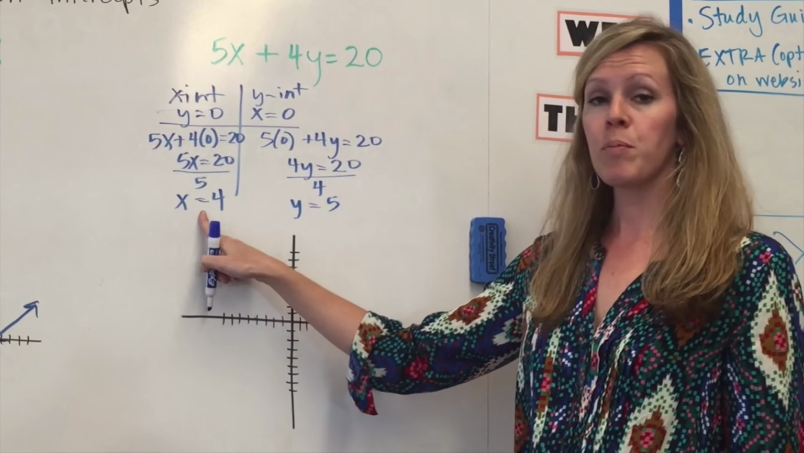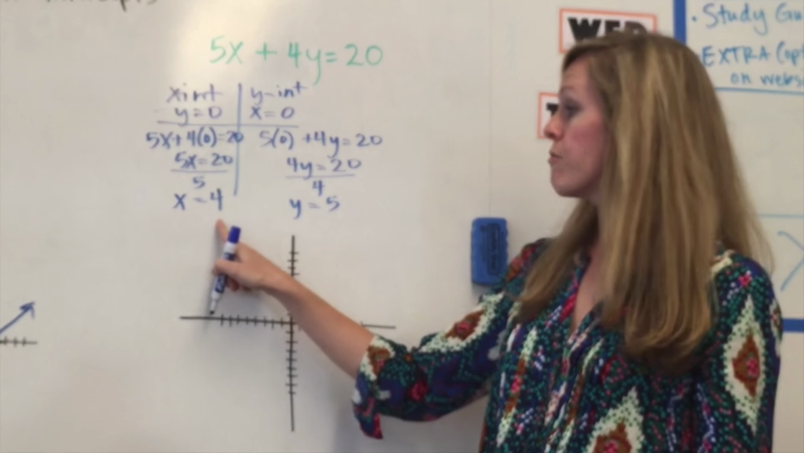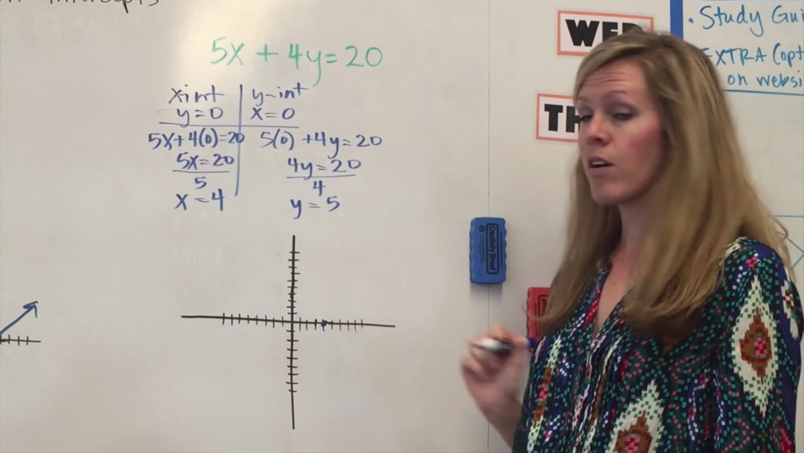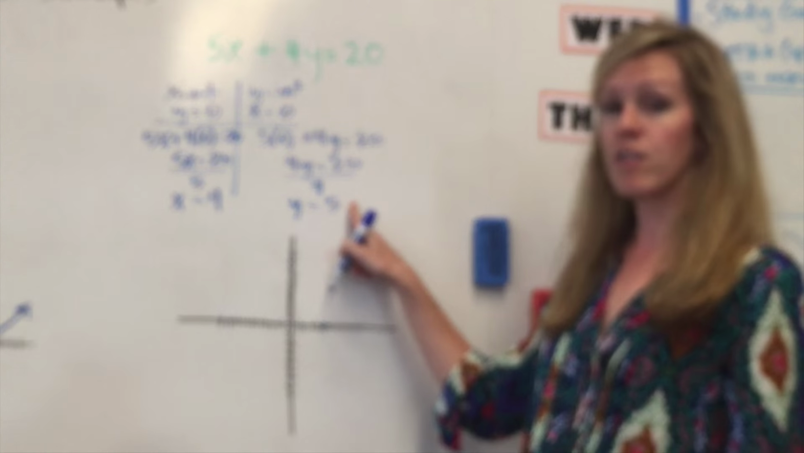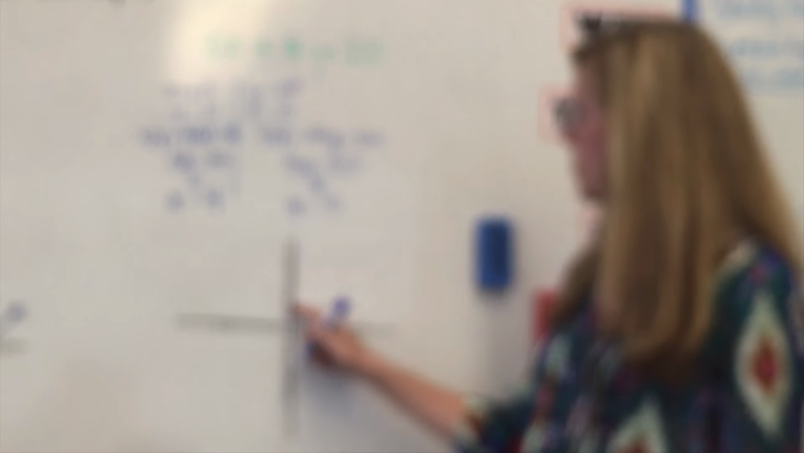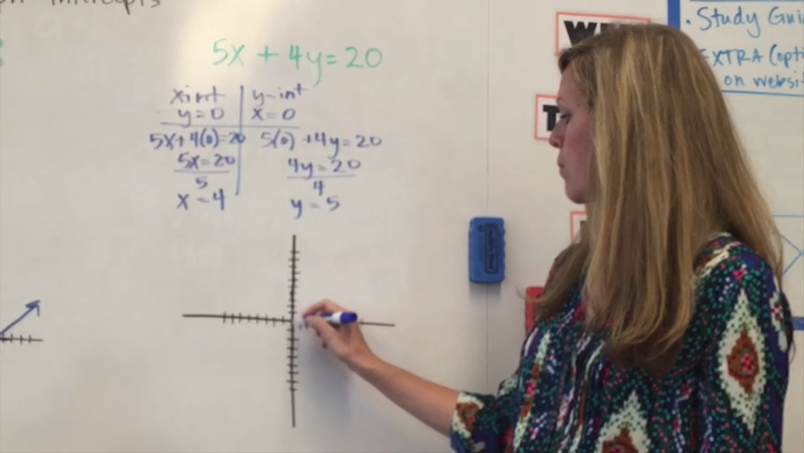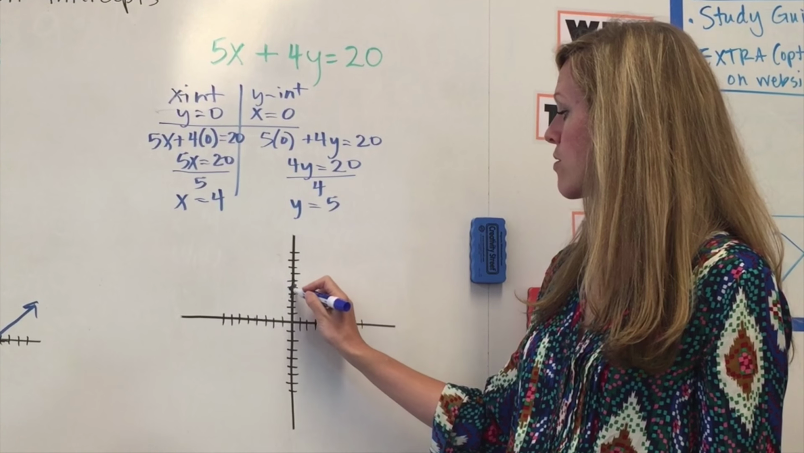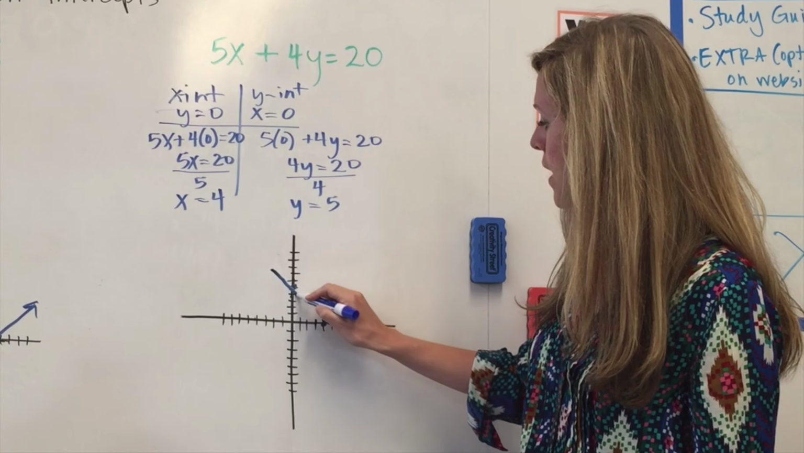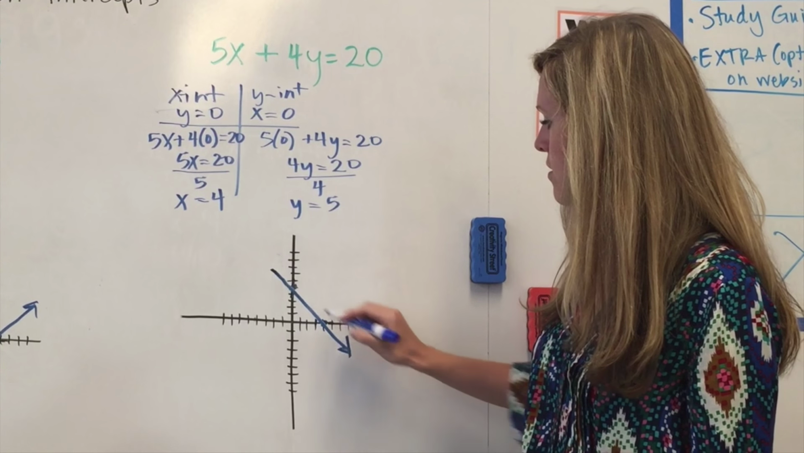So when our x-intercept equals 4, remember that's (4, 0), or 4 on the x-axis. When our y-intercept equals 5, remember that is (0, 5), or 5 on the y-axis. Here we go. Then we're going to connect our 2 points to make a nice straight line.